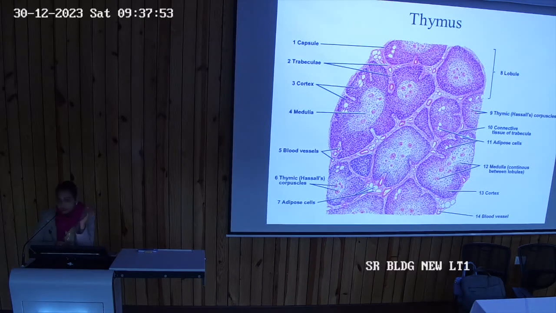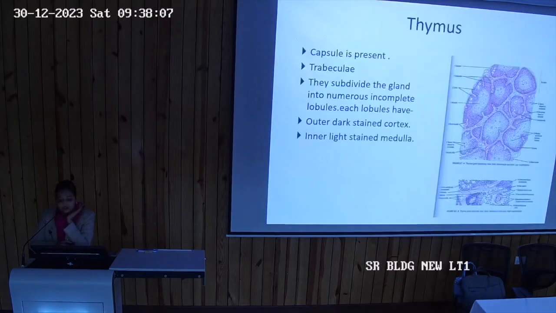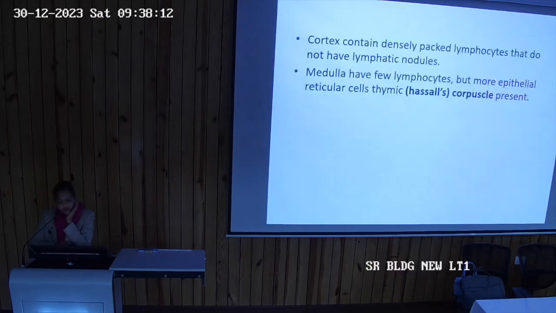It is covered by the capsule. It sends the septa, trabeculae, inside and divides the tissue into different lobules. Again same thing is there. There are lymphatic nodules. There is a light stain zone which is germinal center. The main characteristic feature of thymus here is presence of Hassall's corpuscle.